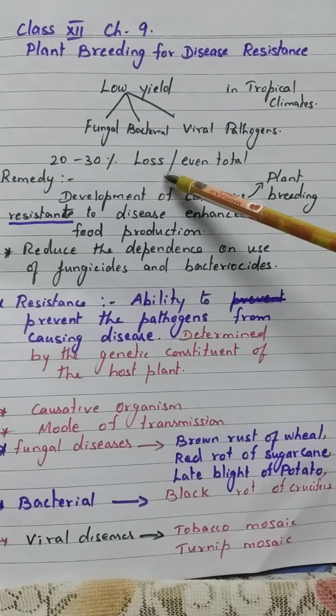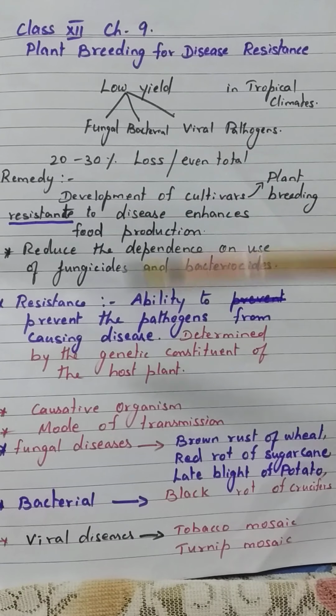Often plants are infected by fungi, bacteria and viruses. All these pathogens, when they infect a plant, reduce the yield. This often happens in tropical climates. The loss may be up to 20 to 30%, or sometimes even a total loss.